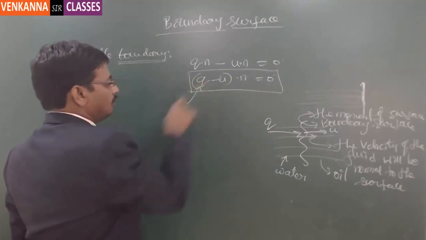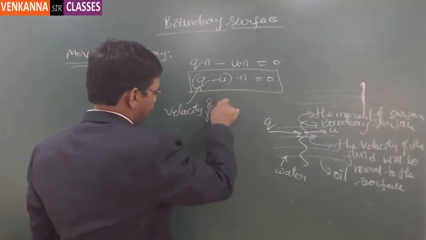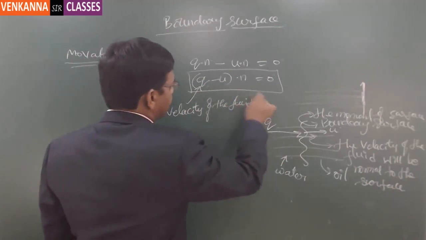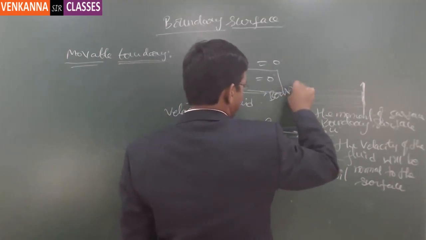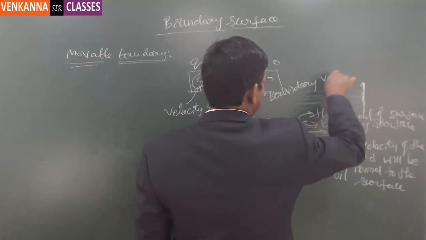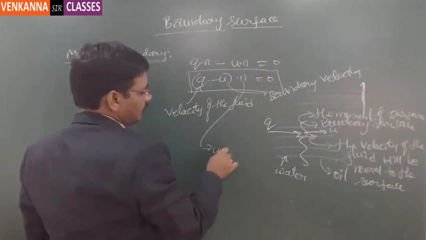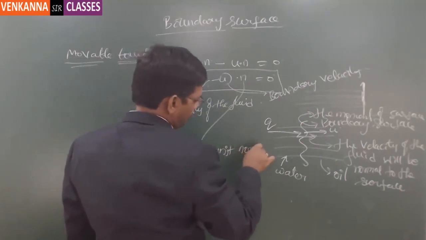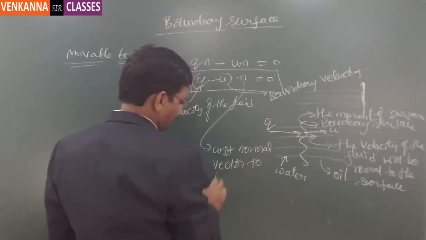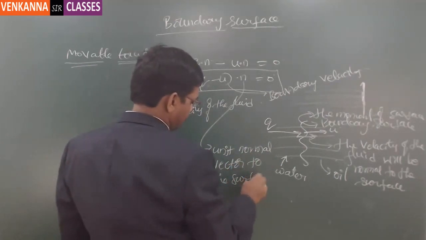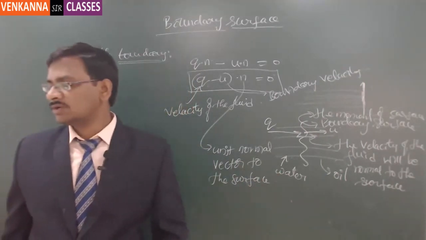So this is the velocity of the fluid. And this is the boundary velocity. This n is the unit normal vector to the surface. Got it? Unit normal vector to the surface.